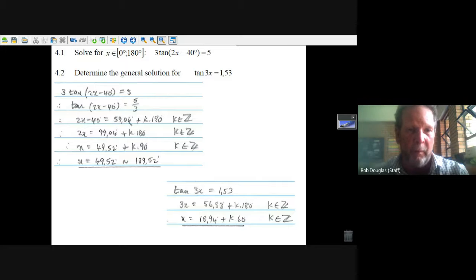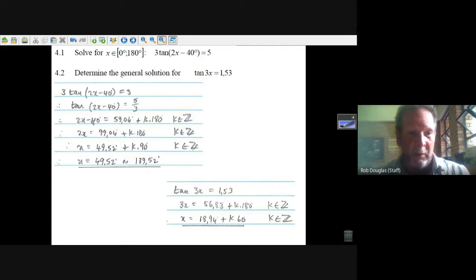It's 59.04 degrees. Now you've got to know that tangent repeats itself every 180 degrees. You have to go look at a graph of tangent, but you've got to memorize that every 180 degrees, in every direction, you get another answer. So your general solution is that angle, 2x minus 40, equals 59.04 plus k times 180. So you can add 1 times 180, 2 times 180, 0 times 180, or negative 1 or negative 2. k is an element of the integers. Integers are counting numbers, negative and positive and 0.